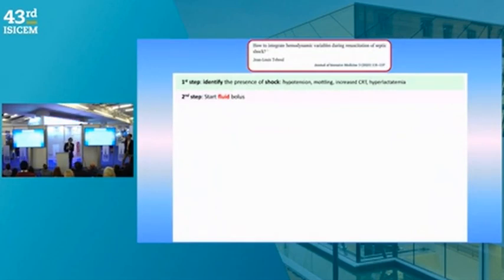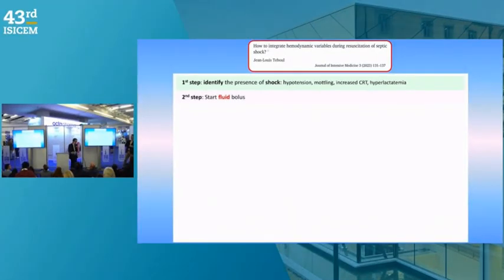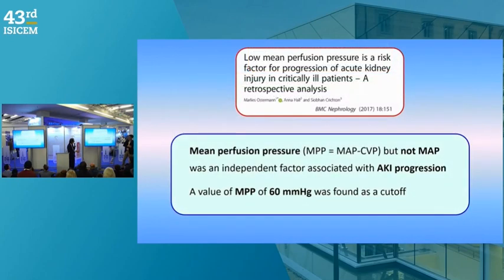So the second step after identifying shock is to start a fluid bolus. Essentially in septic shock, but in almost all categories of shock. But at the same time, you have to check the organ perfusion pressure, which is the difference between MAP and CVP. MAP being the upstream pressure for organ perfusion, for example, the kidney, and CVP, a reflection of the downstream pressure.